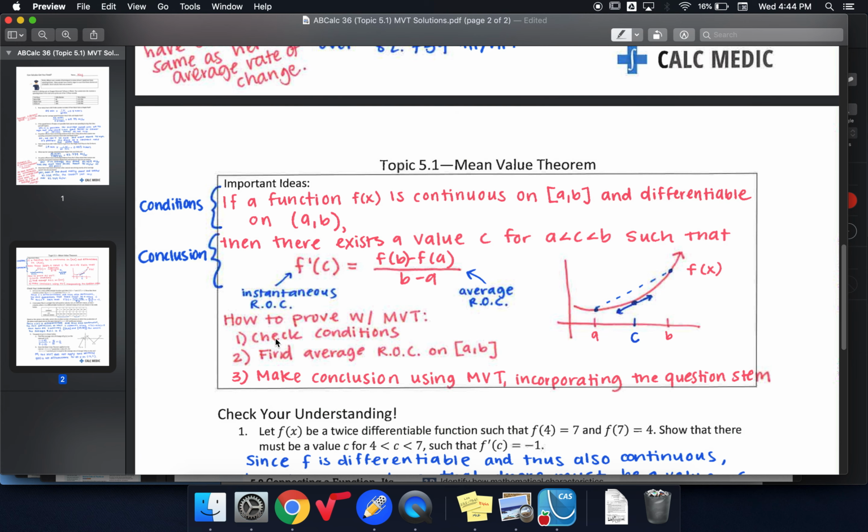So these are our ideas for our toolkit, that for continuous and differentiable functions, we're going to have a slope that at some point matches the slope of the secant. And remember, this full definition was written out on our Desmos activity as well.